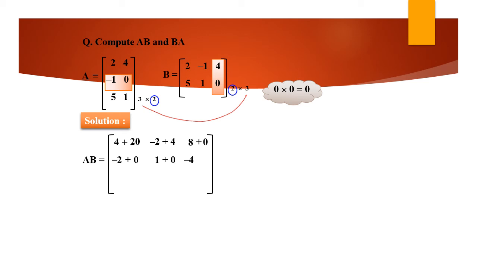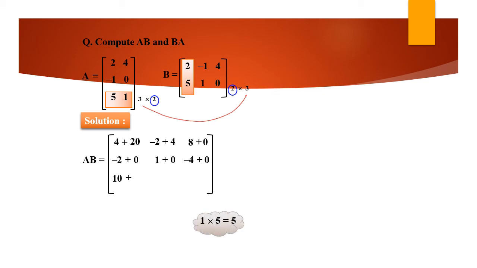Next, we multiply the elements of R3 with the first column of B, second column and third column. So 5 into 2 is equal to 10 and 1 into 5 is 5. Next, 5 into minus 1 is minus 5 and 1 into 1 is 1. 5 into 4 is 20 and 1 into 0 is 0.